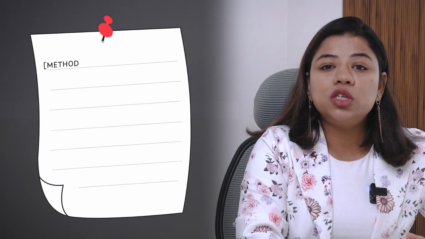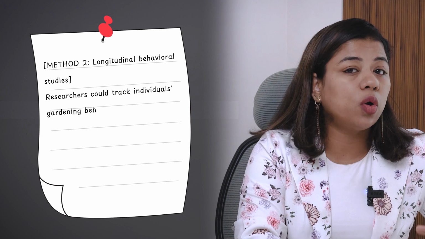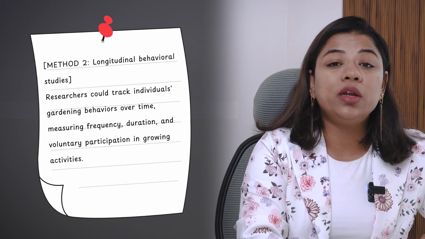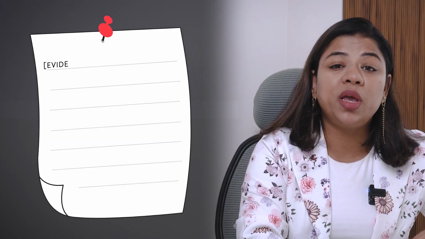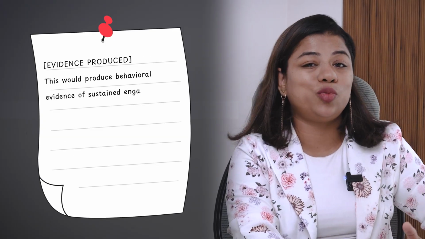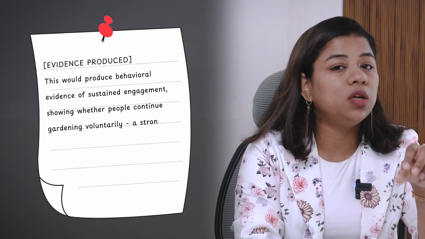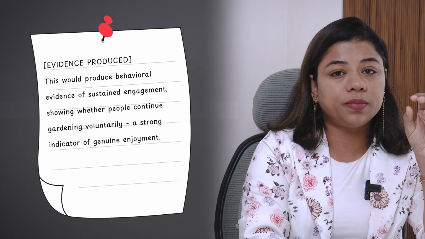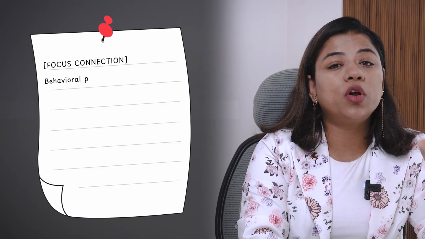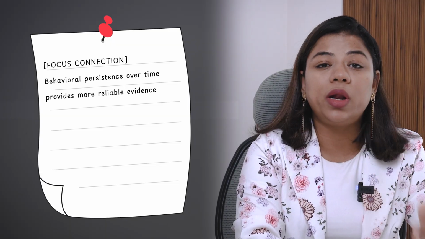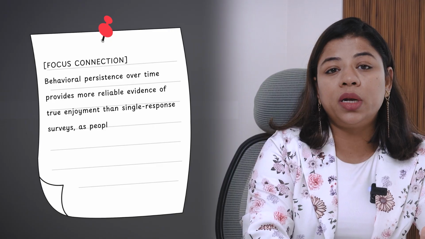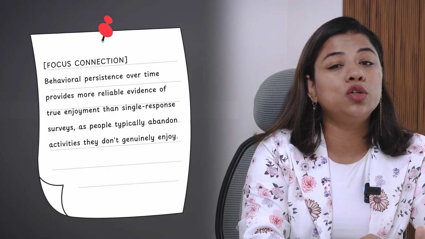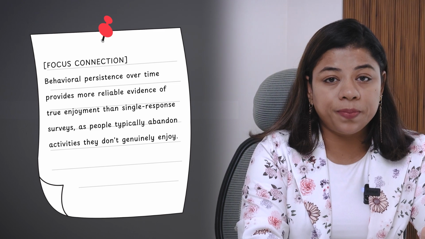population. The researchers could track individuals' gardening behavior over time, measuring frequency, duration, and voluntary participation in growing activities. This would produce behavioral evidence of sustained engagement, showing whether people continue gardening voluntarily, a strong indicator of genuine enjoyment. And the focus connection: behavioral persistence over time provides more reliable evidence of true enjoyment than a single-response survey, as people typically abandon activities they do not genuinely enjoy.